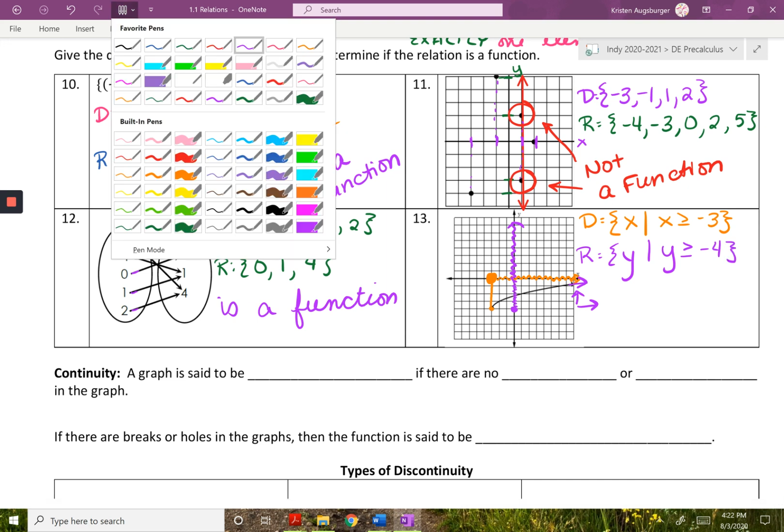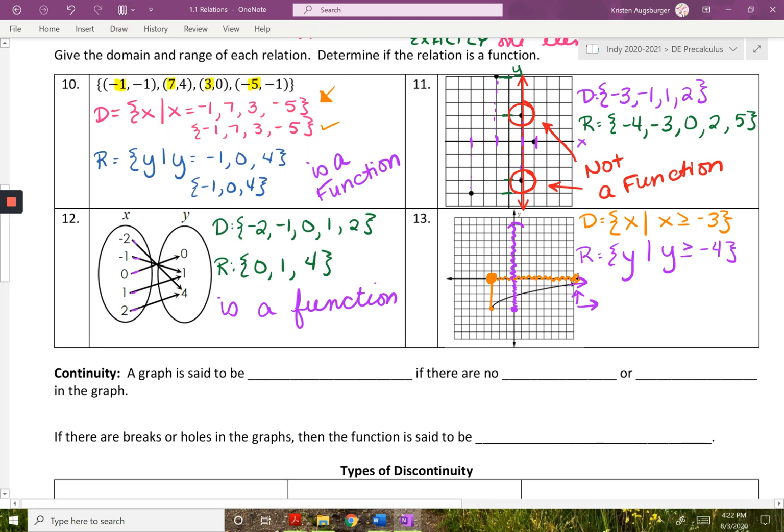Answer the question, is this a function? What do you think? This is a function. I look at my original x value, and I cross that graph exactly once.